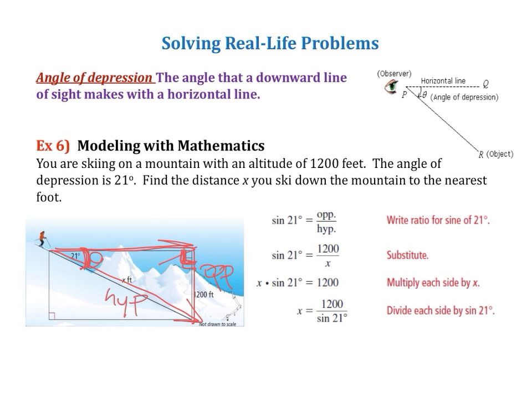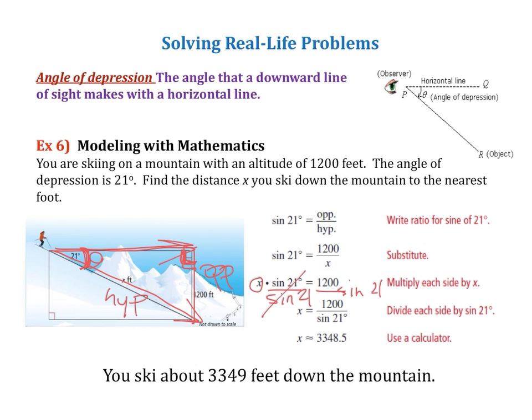So cross multiply, so x gets cross multiplied with the sine of 21 equals 1,200. We're trying to get x by itself, so we need to divide both sides by sine of 21. So we undo the sine 21 on this side, which means we end up with 1,200 divided by sine 21 on the right side. So that's exactly what you type in your calculator. So your decimal value comes out to be 3,348.5. That means you ski about 3,349 feet down the mountain.